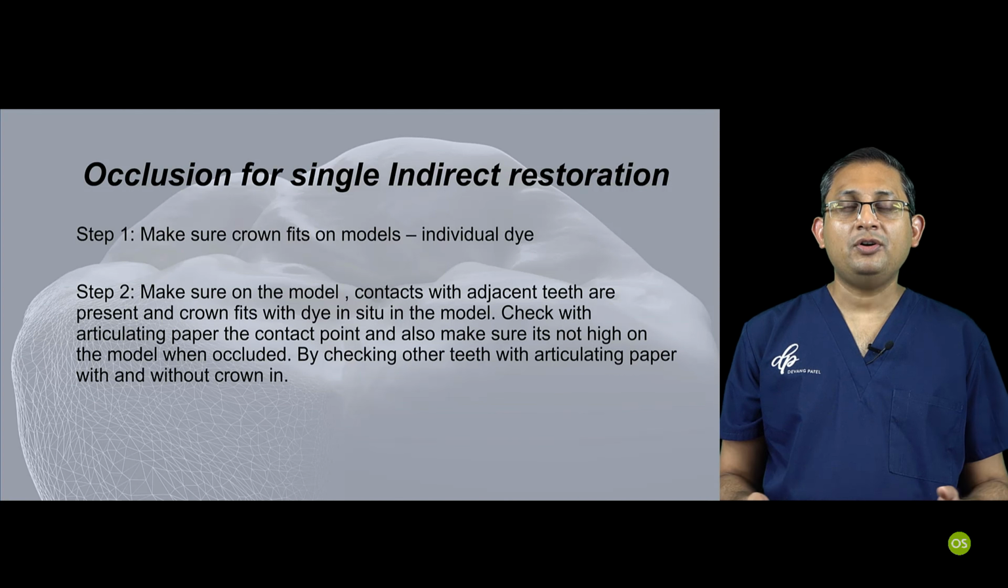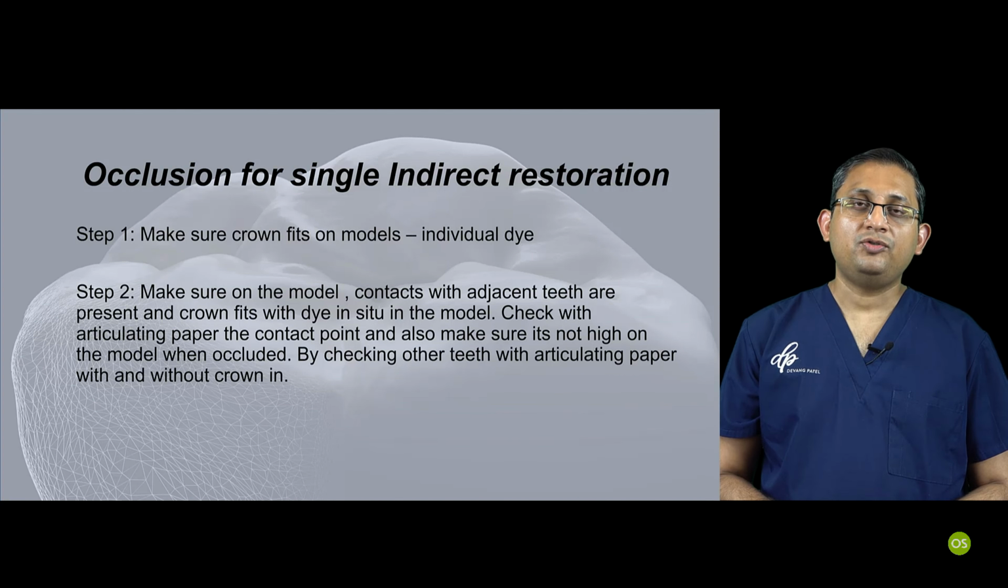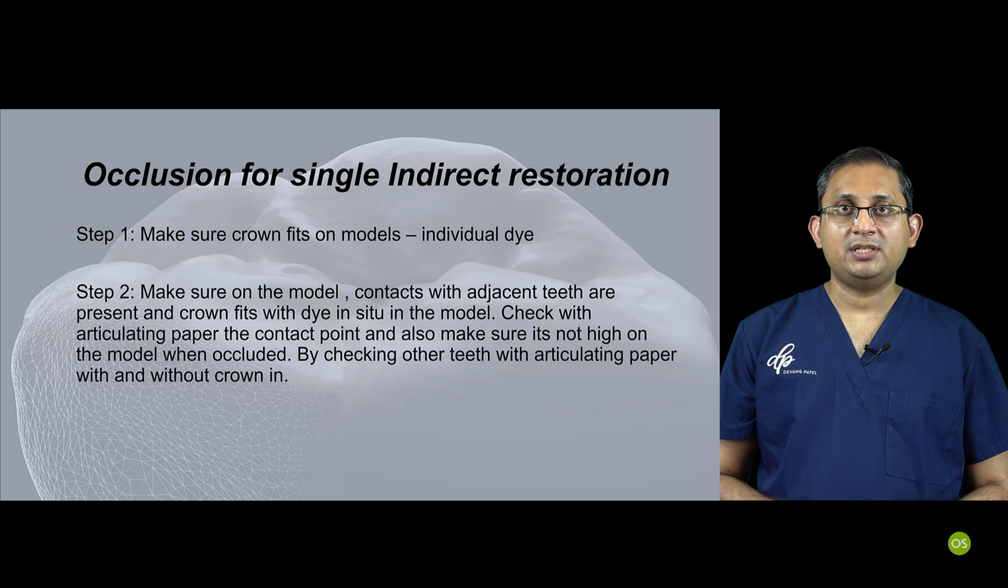If the crown is out of contact, you can't really build the contact, so you'll have to send it back to redo the crown or add porcelain to it. If the contact is very tight, you will probably end up having adjustment done in the patient's mouth. So just be prepared for that.